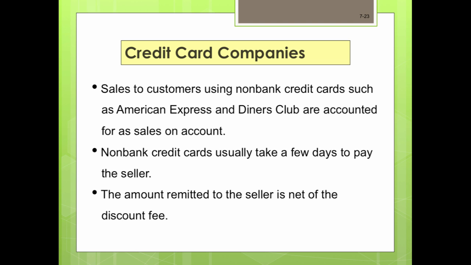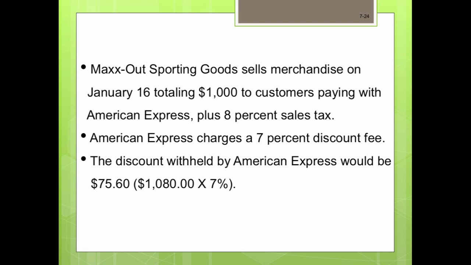Now, if a customer pays with a non-bank credit card, such as American Express, the sale is accounted for as a sale on account. And the amount remitted to the seller should equal the net of the discount fee. Now you understand why some people don't have American Express available as a form of payment. Costco just went out of that business, went into Visa, I believe.